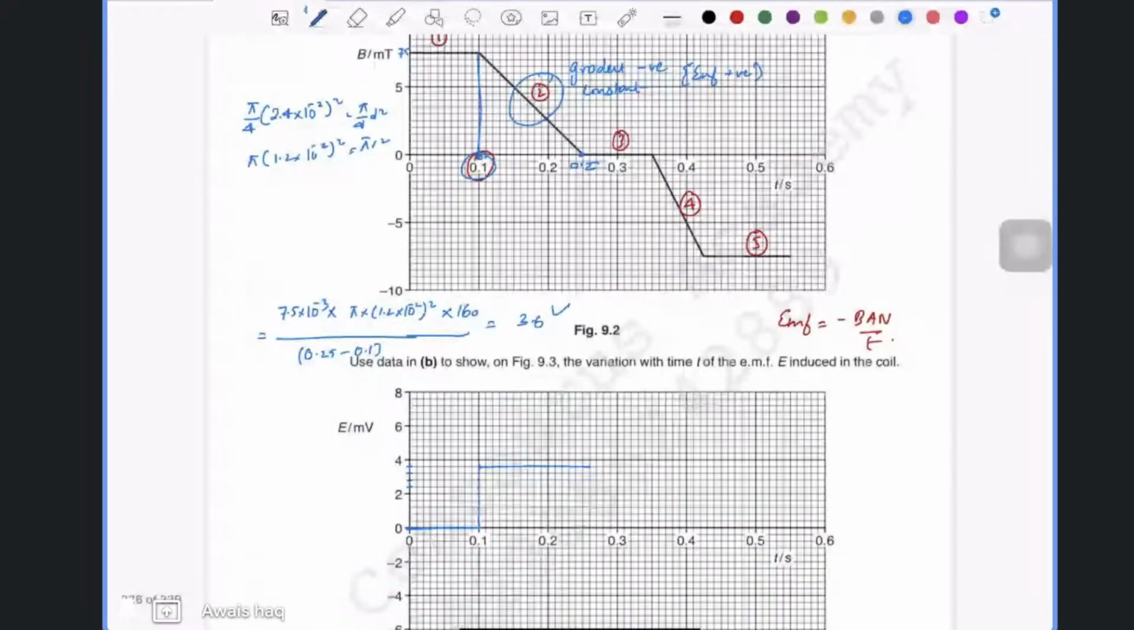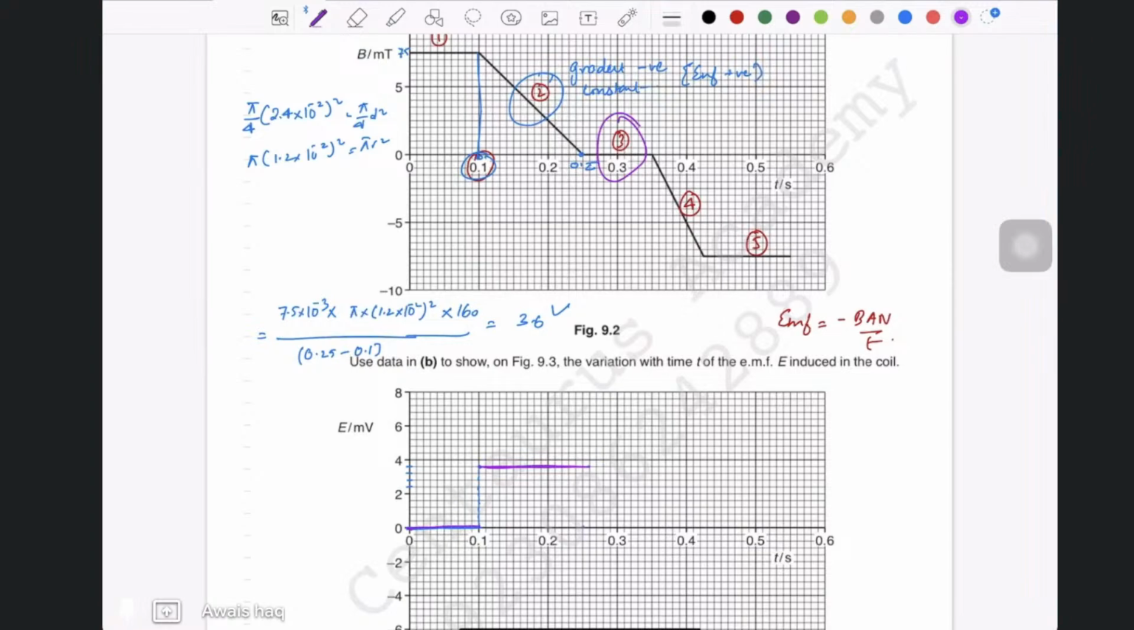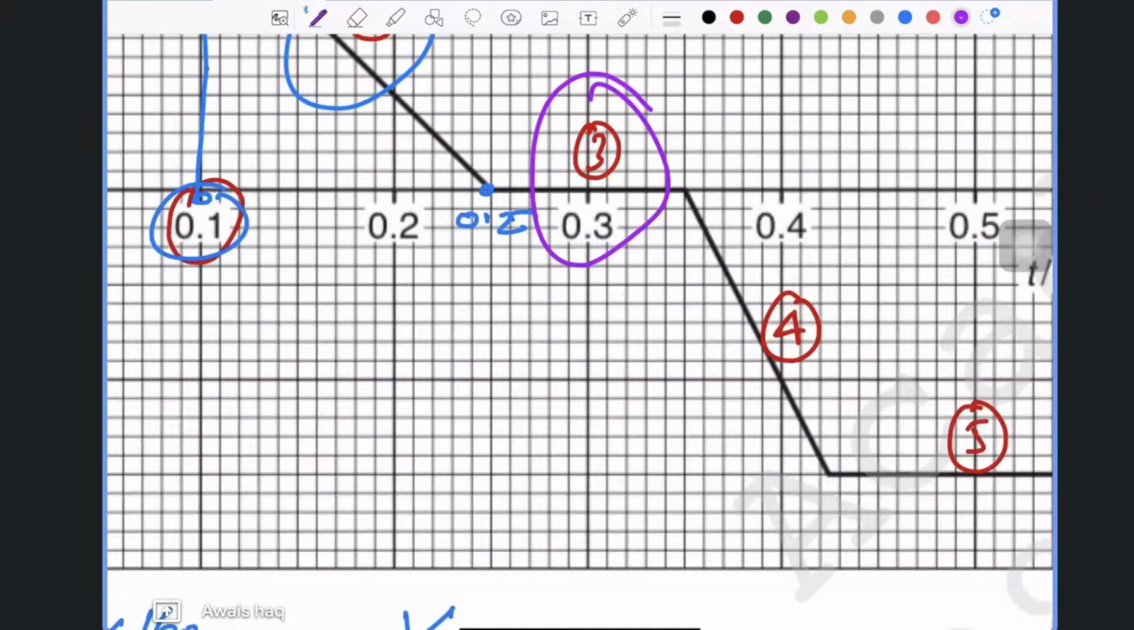Let me use a darker shade. Is it clear, everyone? Munib, Dipesh, Mokshit, Gatika. What do you say about 3? What is the gradient here? 0. So the EMF value will also be 0. Till what point? From 0.25 till 3.5.